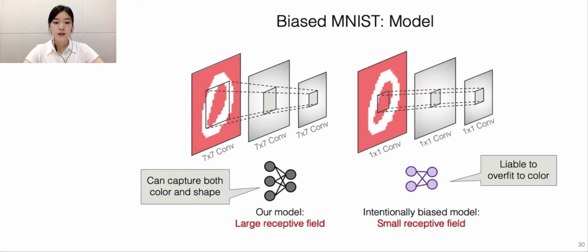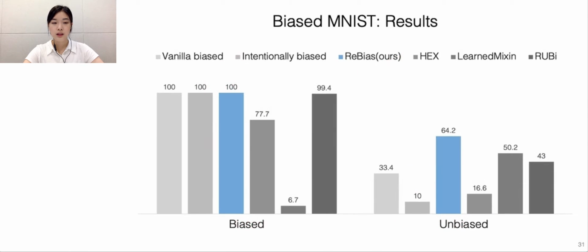For the models, we set our vanilla model as an ordinary CNN that has a large receptive field, and for the intentionally biased model, we deliberately reduce its receptive field to 1 by 1. It can only perceive per-pixel values, so it's more liable to overfit to color. And these are the results.